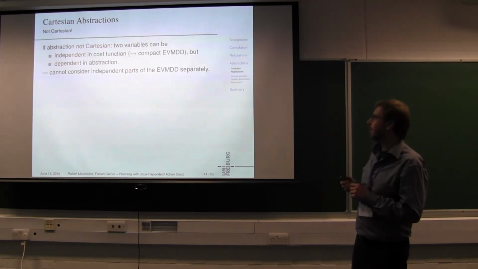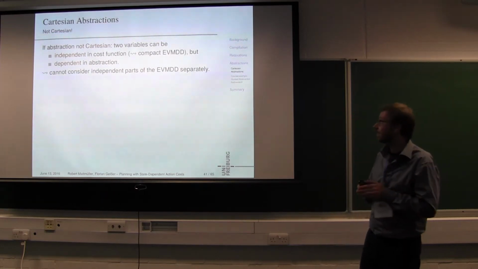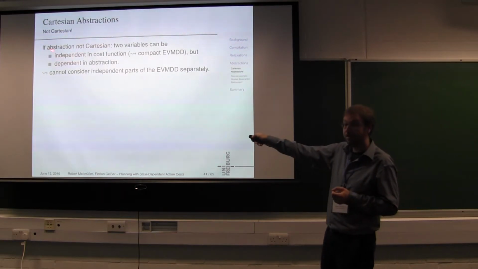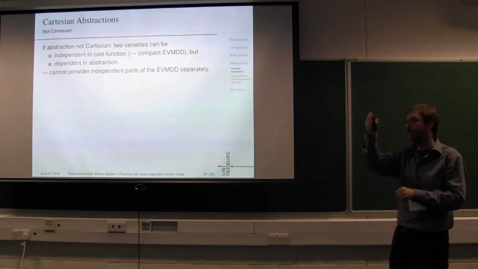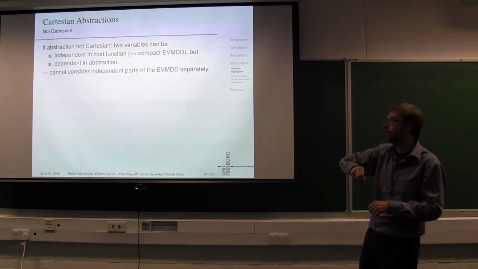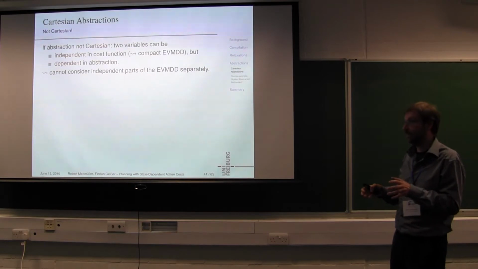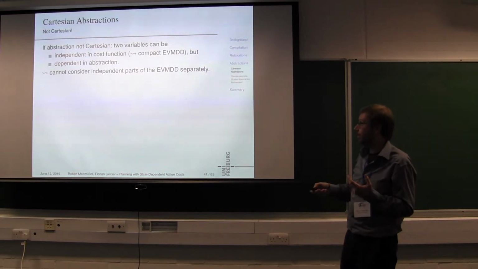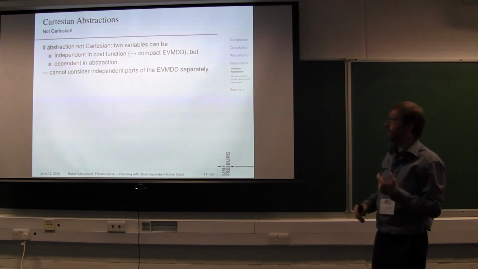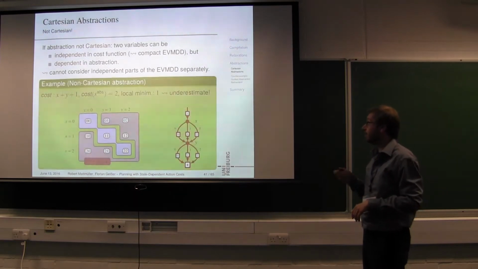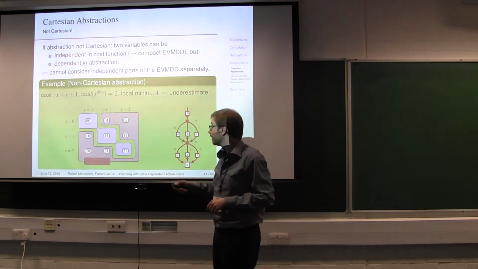So, one example for what happens if the abstraction you're facing is not Cartesian. In this case, two variables can be independent in the cost function, and the edge-valued entity becomes small. Like this x plus y plus 1, x and y are independent in the cost function. We can independently test them, so we get a small decision diagram, but we can make the two variables dependent in the abstraction, and then wrong things happen. Because then we can't consider these independent parts, one for x and one for y, separately anymore when evaluating this edge-valued entity. Here's an example, same cost function as before, same variables as before, but different abstraction.